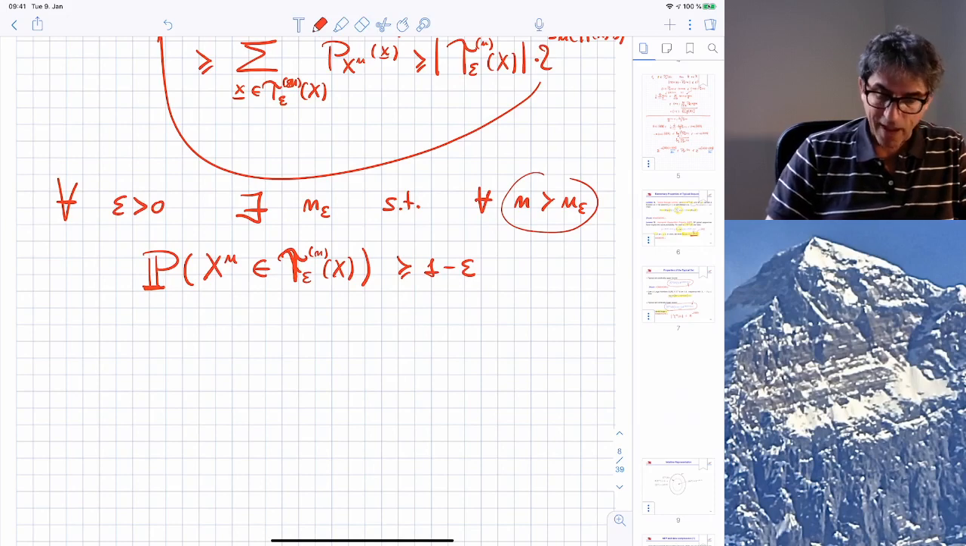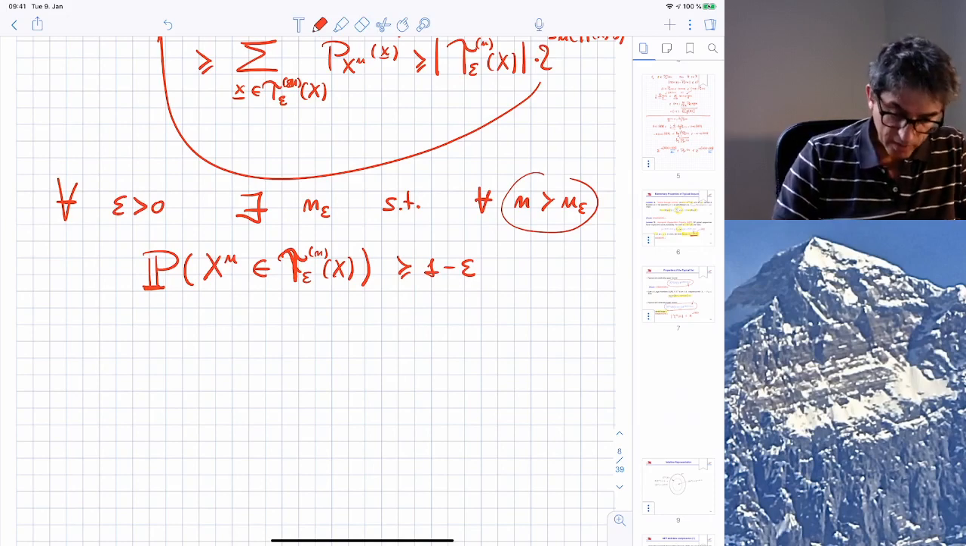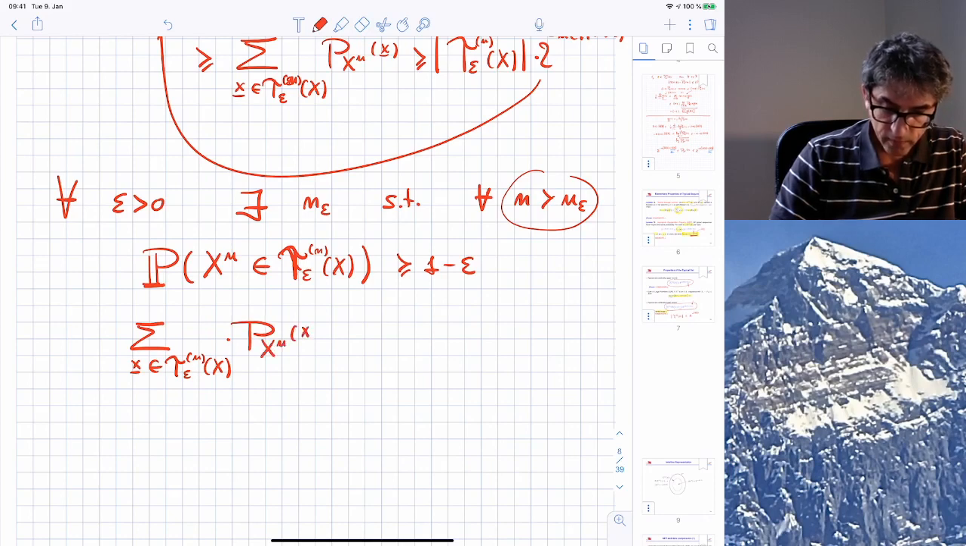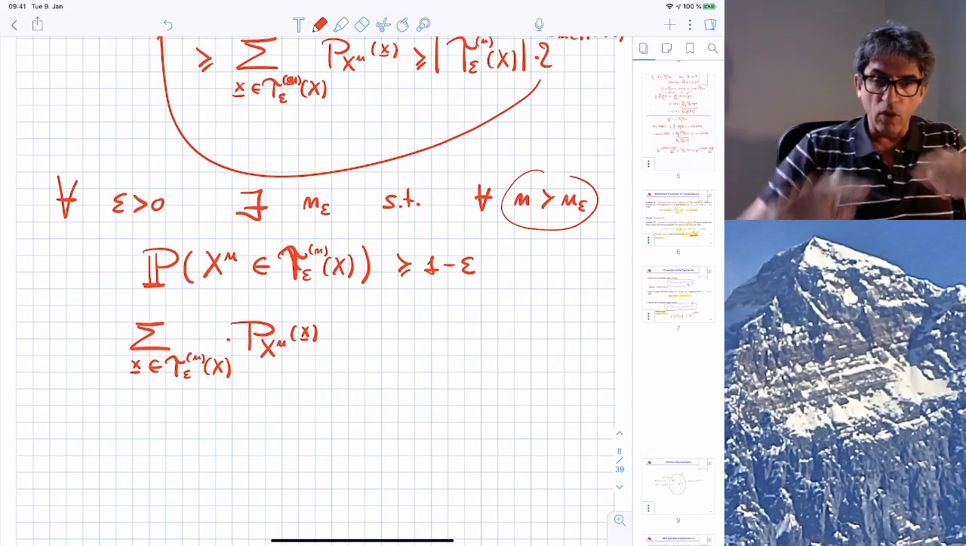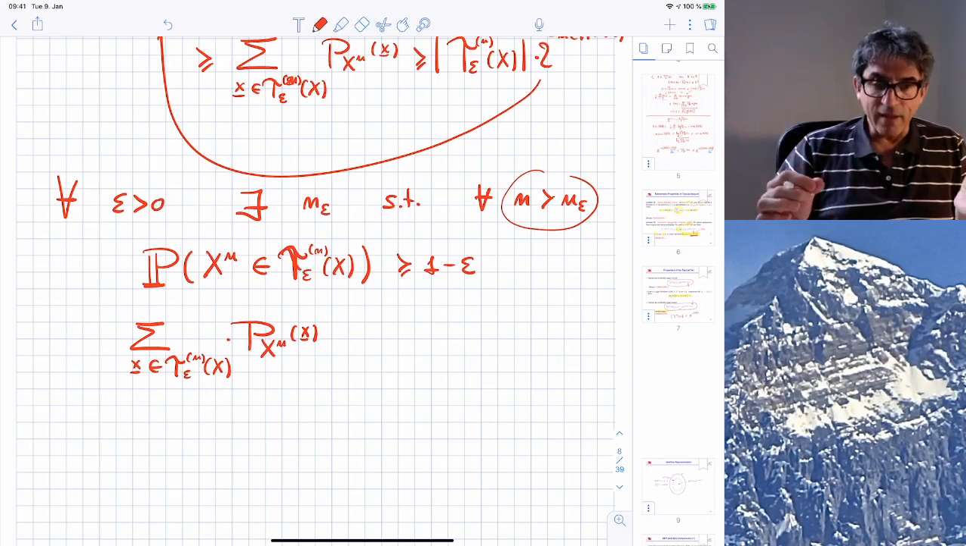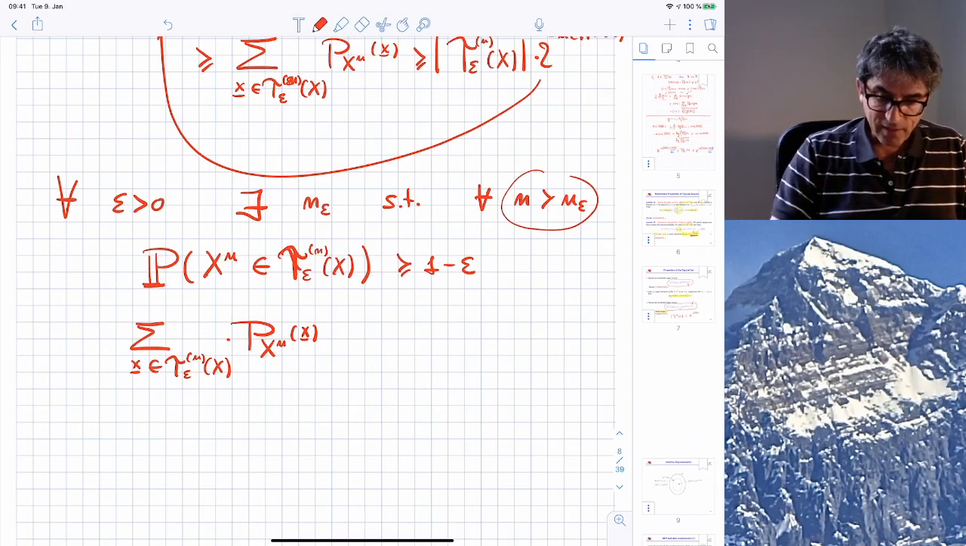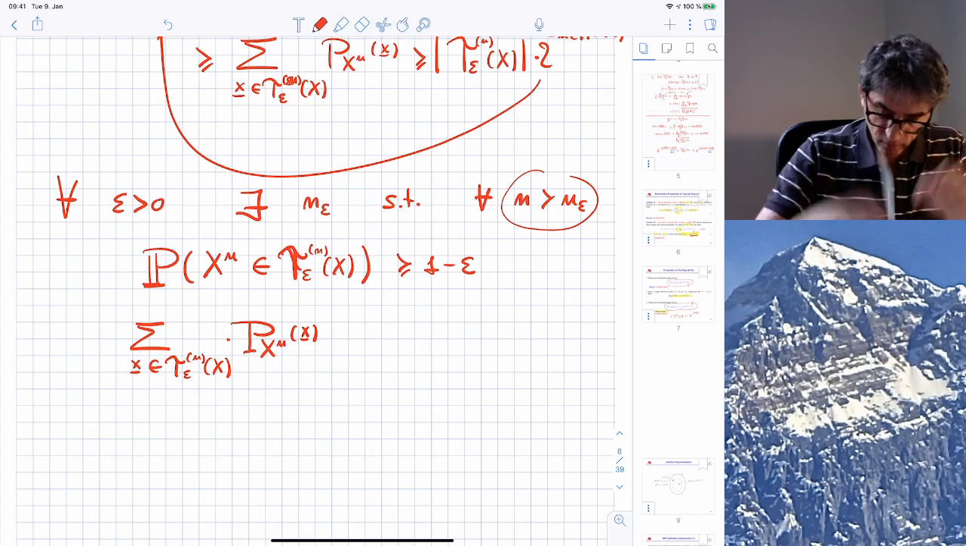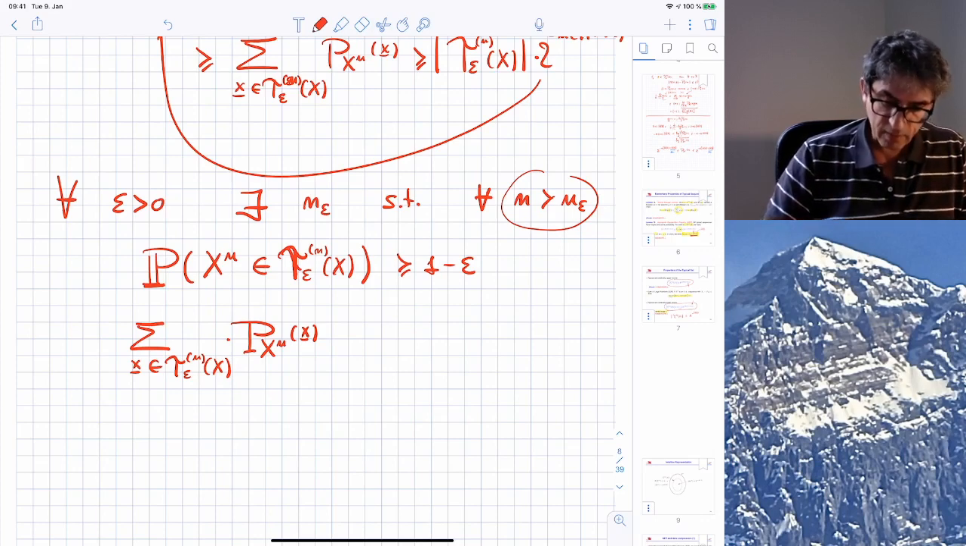What is the probability that a random sequence belongs to a set? Well, that is simply the sum over all possible sequences over the set of the corresponding probabilities. And the probability of an event is always the sum over all elements forming that event. Here the elements are sequences.